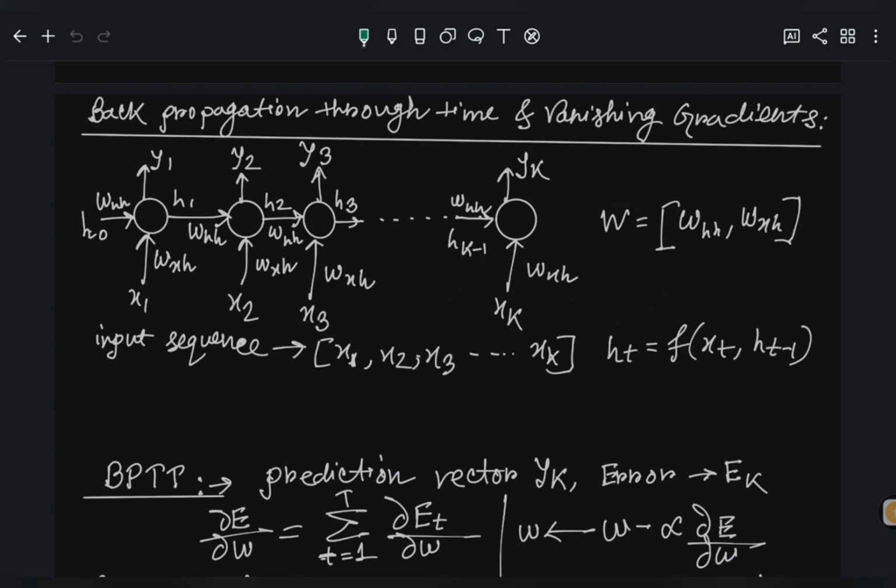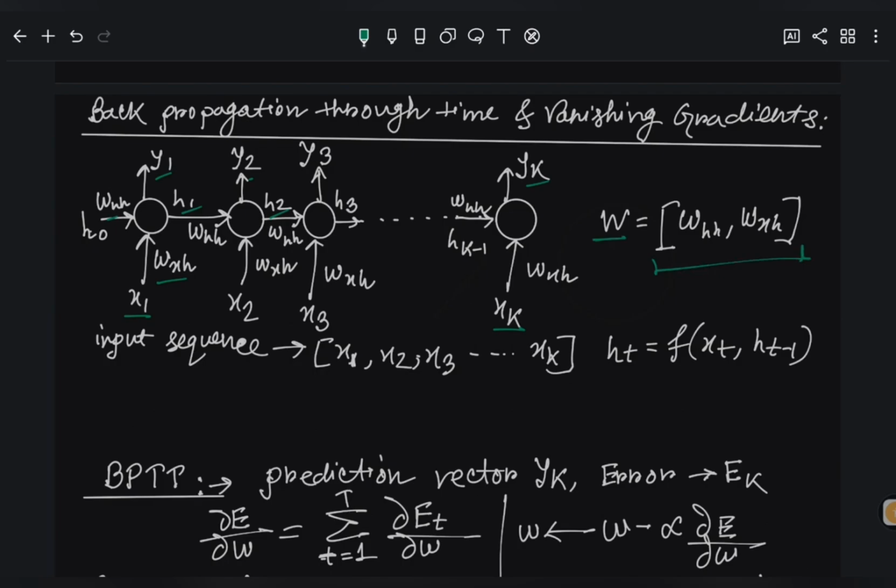Right, so if I have these different timestamps, starting from x1 to xk, and we unroll our RNN, where at each of the timestamps we are generating y1, y2, and also the corresponding hidden states like h1, h2, till yk, which is the last timestamp output. And we have the corresponding weights associated, WXH and WHH, and we are incorporating both those weights and calling the final weight W.